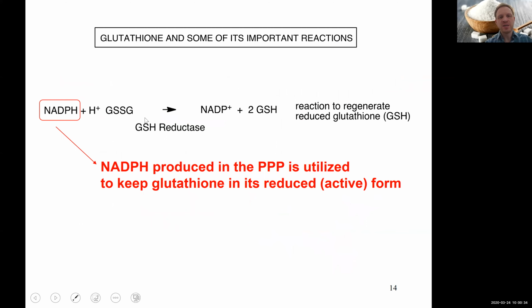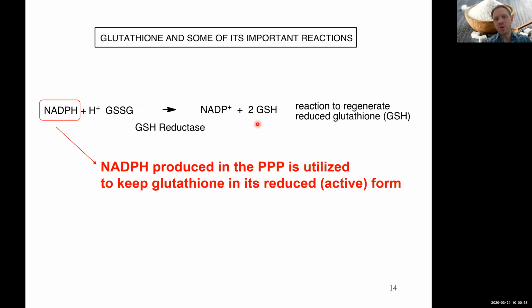And we'll see this here. What the PPP is actually doing, it's using its product, NADPH, which can be combined with our oxidized form of glutathione. The enzyme is called a GSH reductase. You do not have to remember that, just for your information. And so we're reducing this now. We're reducing the oxidized form of glutathione.